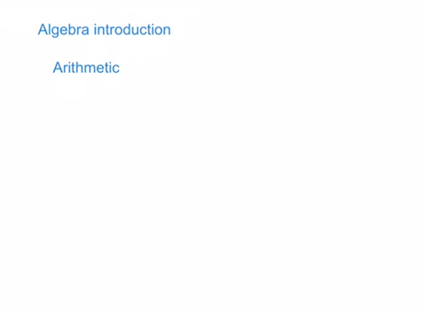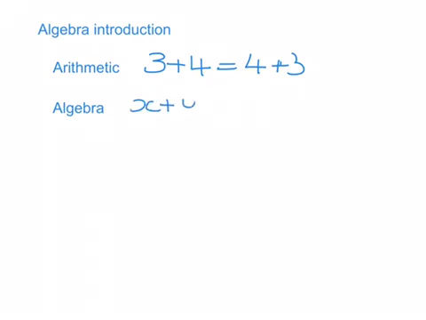Within standard arithmetic, you may be very happy with the fact that 3 plus 4 is exactly the same as, or equal to, 4 plus 3, which we know is 7. In algebra, you're much more likely to see things like x plus y, which we know is equal to y plus x. Here we're using different letters of the alphabet instead of numbers that we know.